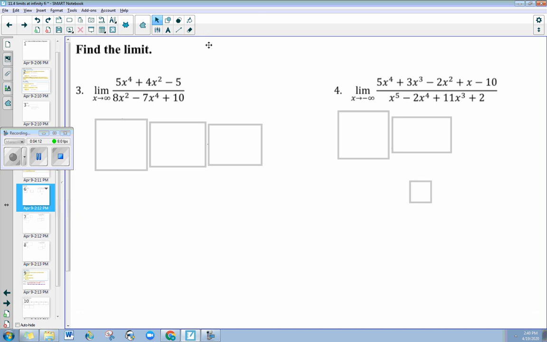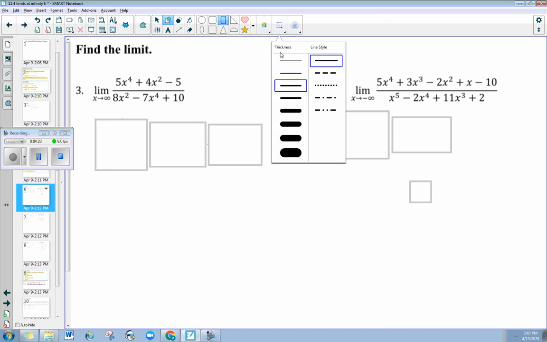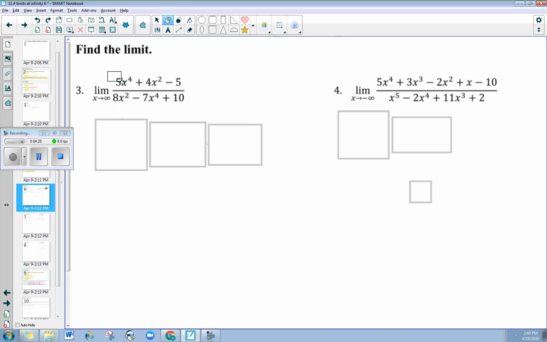For example, find the limit as x goes to infinity of 5x to the fourth plus 4x squared minus 5 over 8x squared minus 7x to the fourth plus 10. I'll pick a shape here, and what I'll do is box the terms that are important. 5x to the fourth is a big one. Bottom one, minus 7x to the fourth. And then I'm just going to rewrite just those terms.